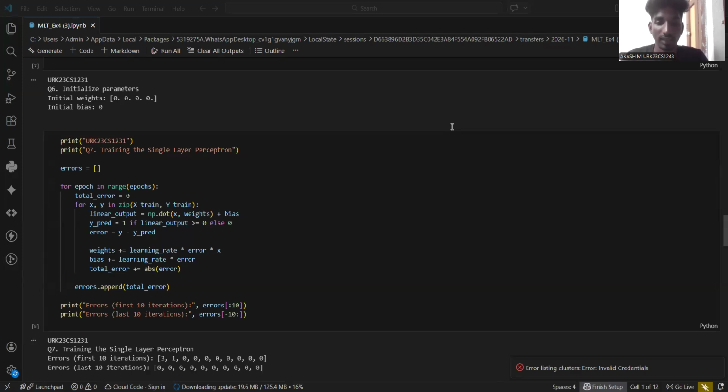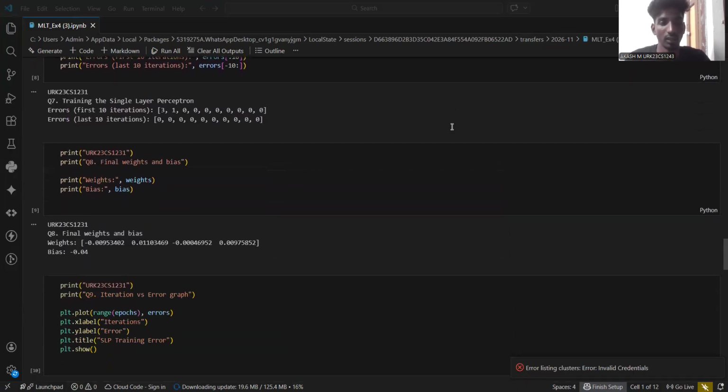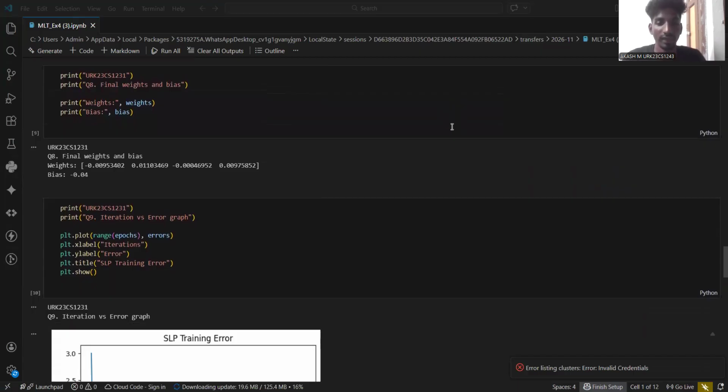The model runs through the training data for 100 epochs, and for every sample, it calculates the linear output. If a prediction is wrong, the weights and bias are updated based on the error. In the eighth question, final weights and bias. After training, the model arrives at specific values for the weights and the bias, which define the decision boundary. These numbers represent the importance of which physical features distinguish one species from another.